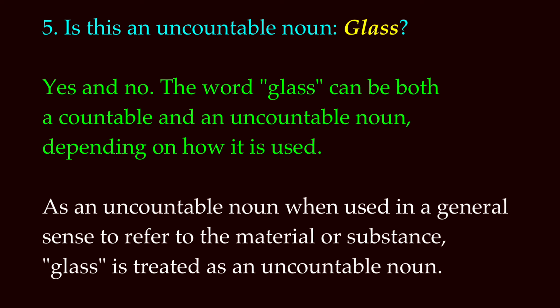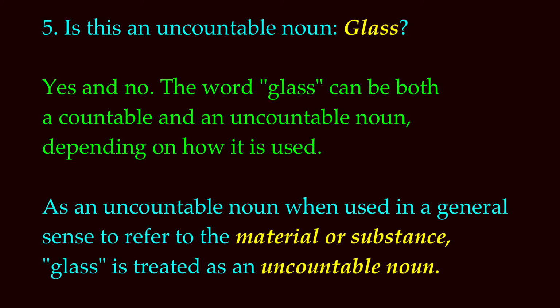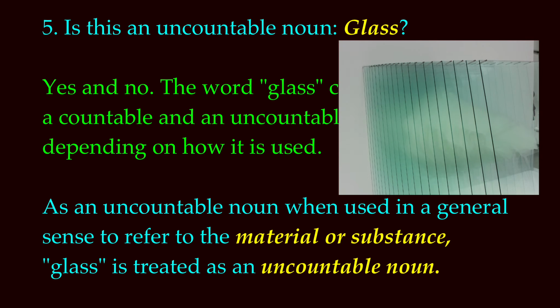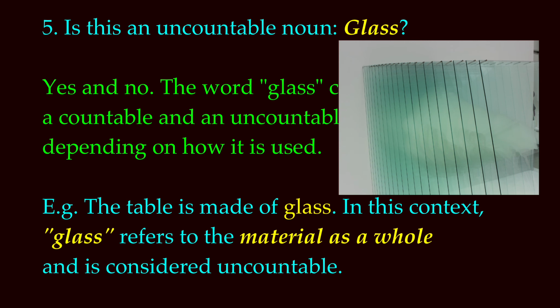Yes and no. The word glass can be both a countable and an uncountable noun depending on how it is used. As an uncountable noun, when used in a general sense to refer to the material or substance glass, it is treated as an uncountable noun. For example, the table is made of glass. In this context, glass refers to the material as a whole and is considered uncountable.